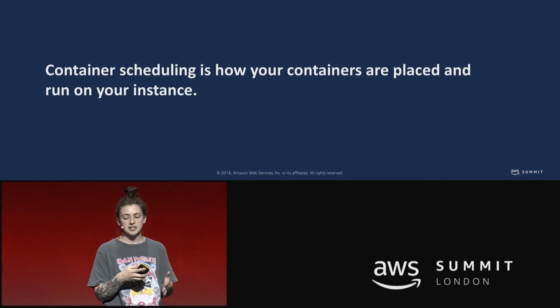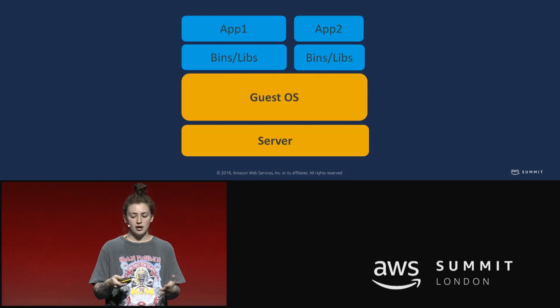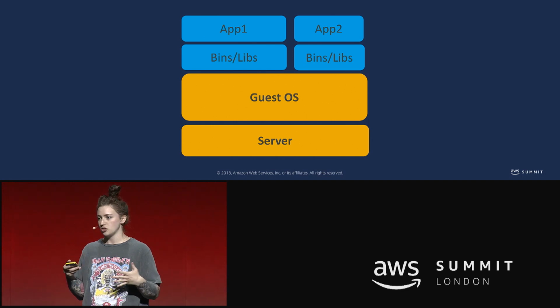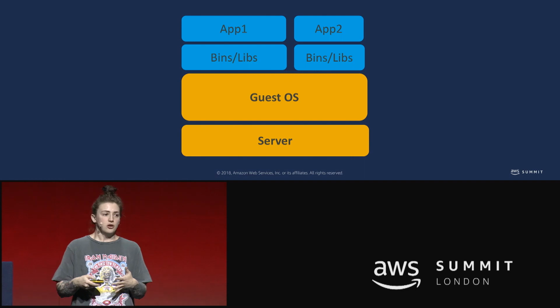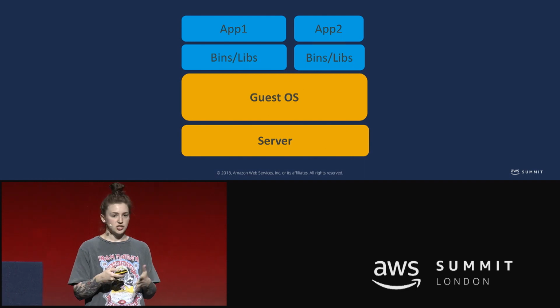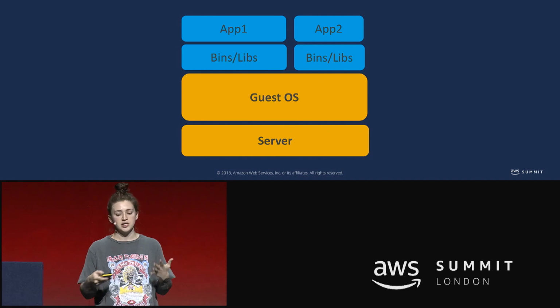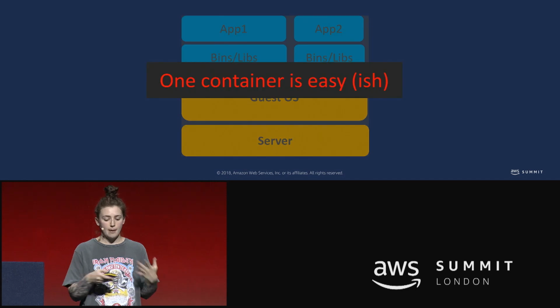Container scheduling is how your containers are placed and run on your instance. That's pretty simple. A lot of these things come by default with whatever orchestration tool you're using, but we can still get some customization out of it. With containers, it seems pretty simple: just a box full of whatever processes you're running and their associated binaries and libraries, but there are still some moving pieces. So there are still some things that you can manage and optimize.